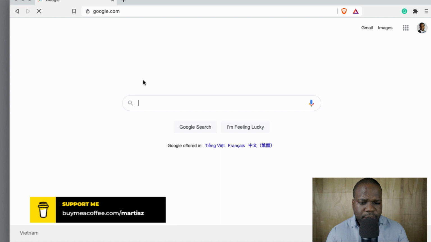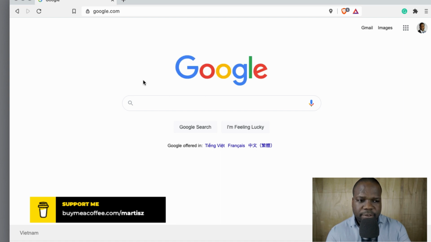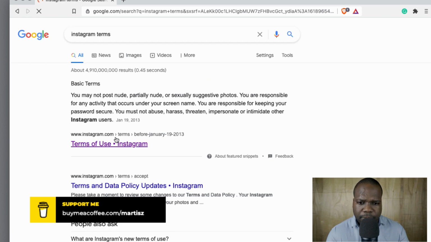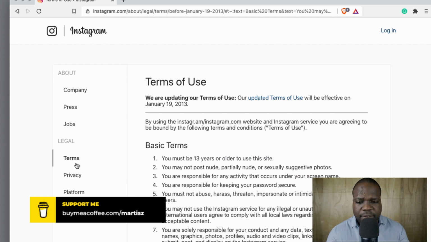Yeah, what we're going to do is look at the terms of Instagram. Here I'm going to show you how you can get those terms. So here we are, Google. What you need to type in Google is Instagram terms, and the first page, press it, or the first link. Here you see terms, privacy, and platform.